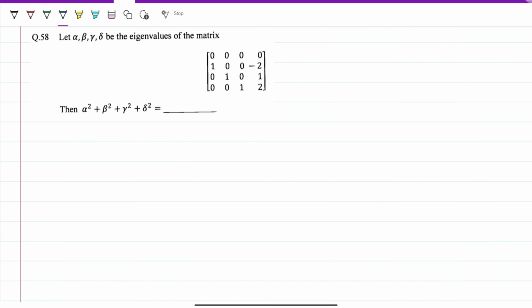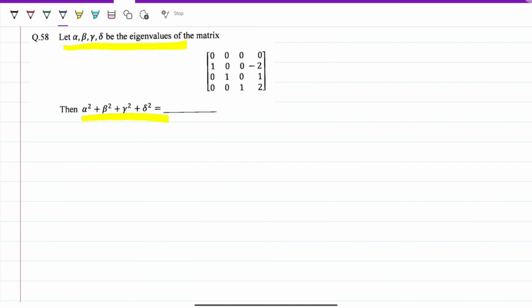So that's question 58 for you, a numerical answer type problem. And we are given a 4x4 matrix with some numerical entries, and we are told that alpha, beta, gamma and delta are the eigenvalues, and we wish to find out the value for alpha square plus beta square plus gamma square plus delta square. Now we'll be doing this in a very straightforward manner. We'll be finding out all the eigenvalues for this matrix, and then once we have the eigenvalues, we are just going to substitute in the required expression and get it.